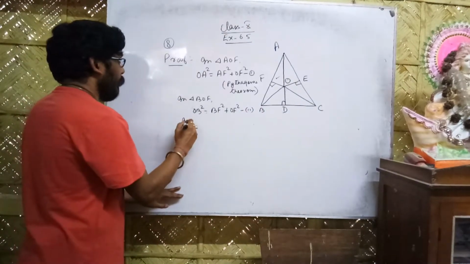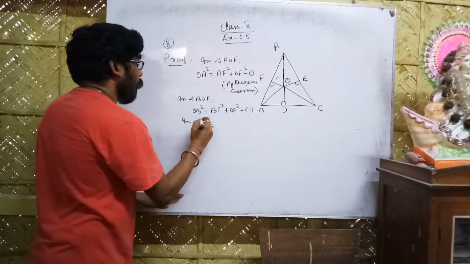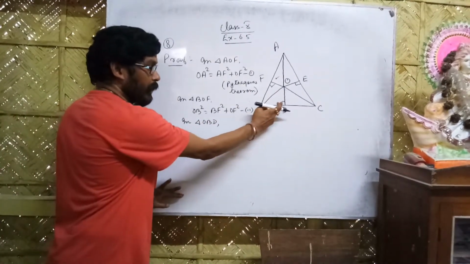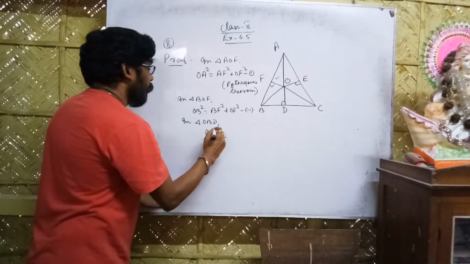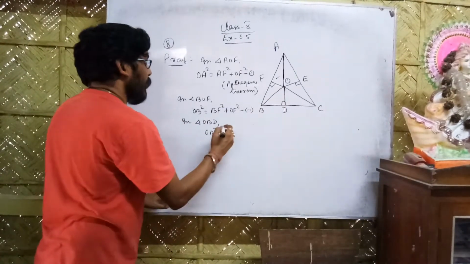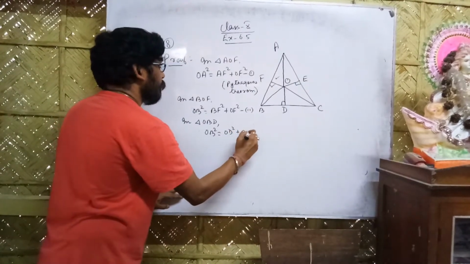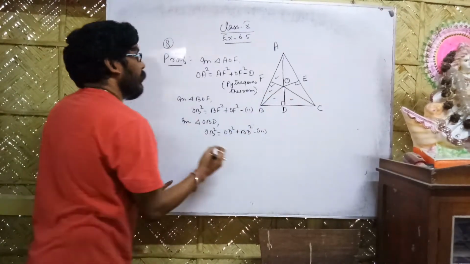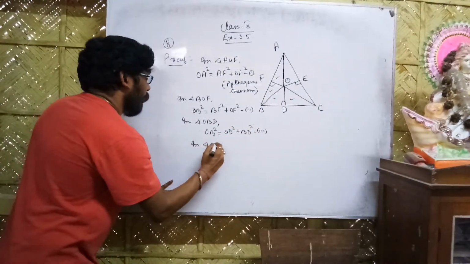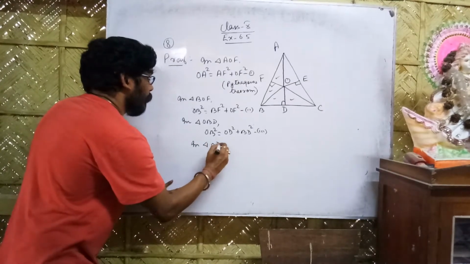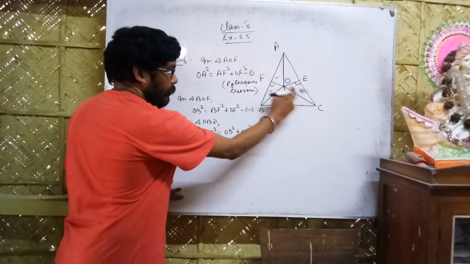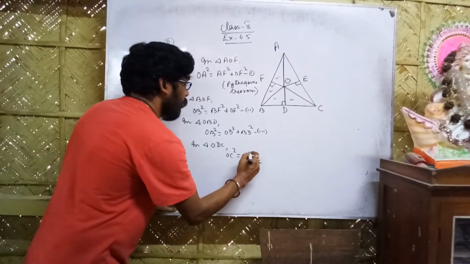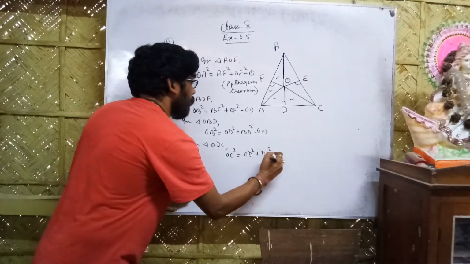Then in this triangle, triangle OBD, just find out which is your 90 degree. So this is 90, this is the hypotenuse. OB square equals OD square plus BD square. Equation 3. Now come to this triangle, triangle ODC. In ODC this is 90, so OC square equals OD square plus BC square.